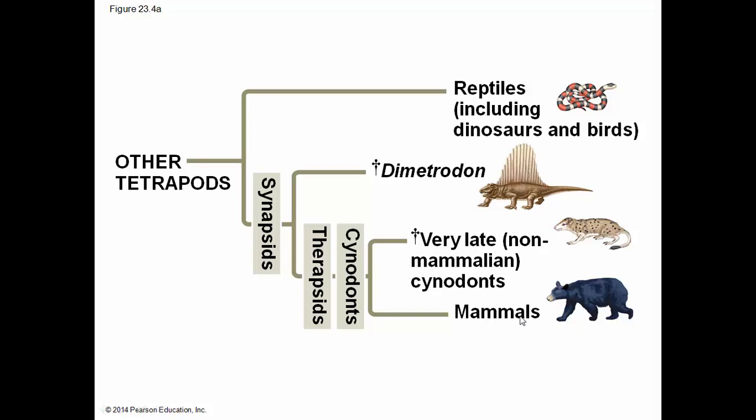Okay, here's the phylogeny showing how Dimetrodon is related to the therapsids and cynodonts. The very late non-mammalian cynodonts over here, they became extinct. Dimetrodon became extinct. The mammals survived.